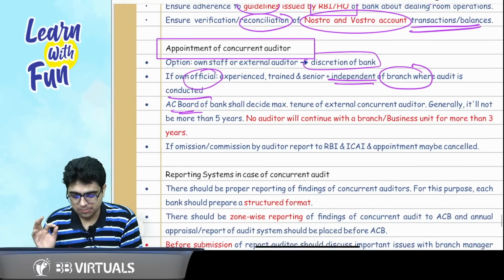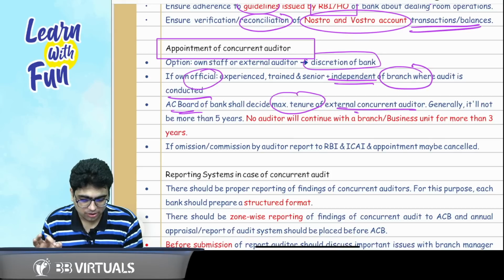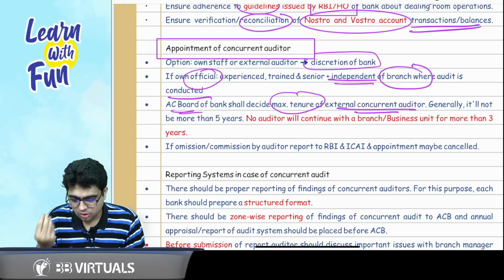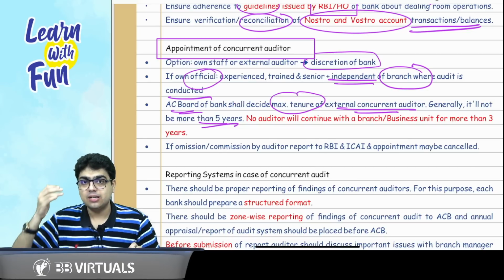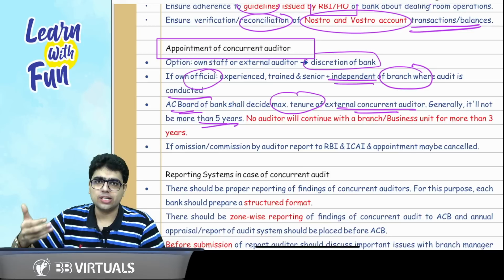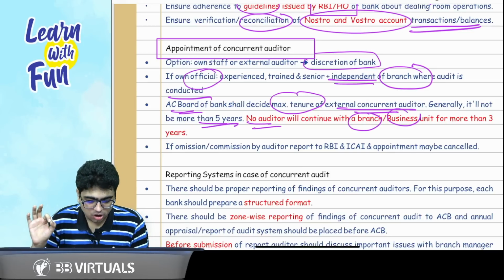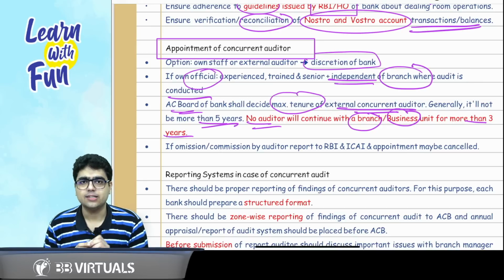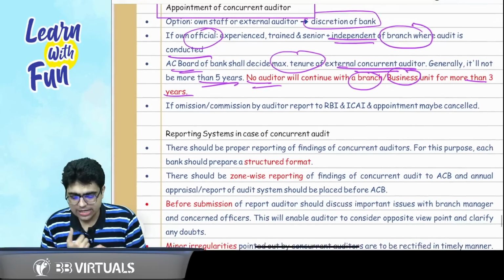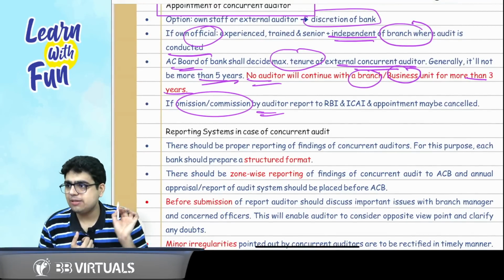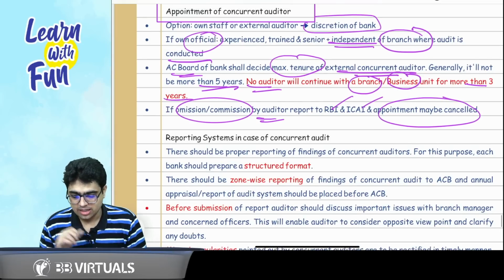In case the audit committee board decides the maximum tenure of an external concurrent auditor, generally it is not more than 5 years. This is the basic period for the rotation of auditors also. And no auditor will continue with a branch or business unit for a period of more than 3 years. So single branch tenure 3 years, overall bank 5 years. Any omission or commission by the auditor, any mistake by the auditor, report to RBI and ICAI and the appointment will be cancelled. So please read these points.